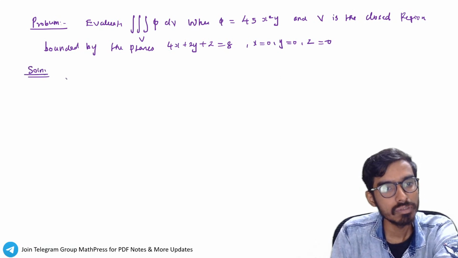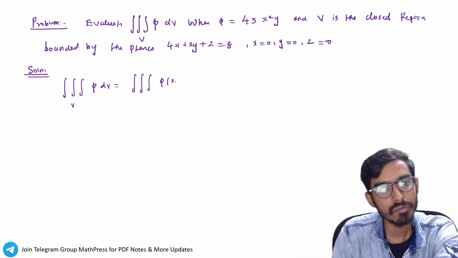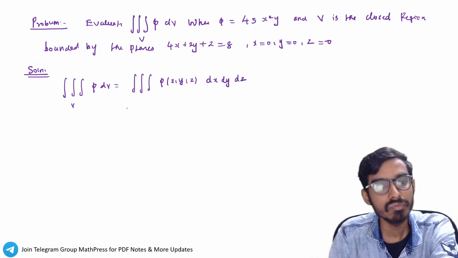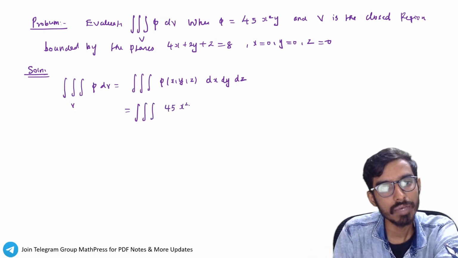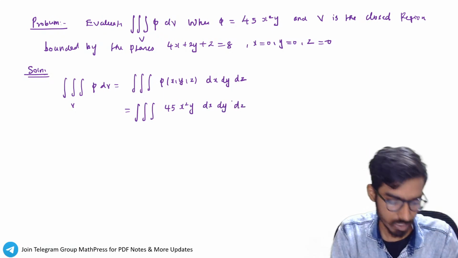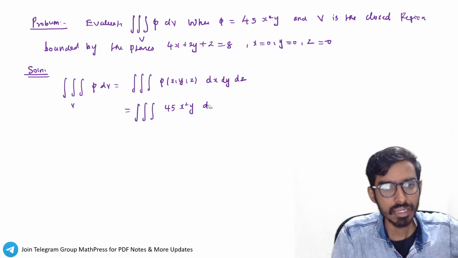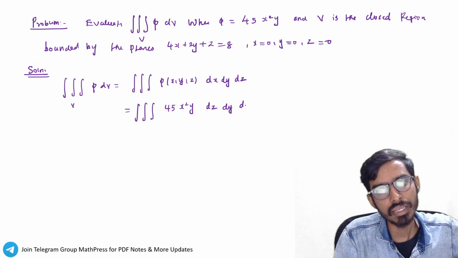Solution. So we know the triple integral over V of P dV is the same as the triple integral over V of P of x, y, z dx dy dz, right? Now the only thing is we need to find the limits for x, y, z. The integrand is 45 x square y dx dy dz, or dz dy dx, right? You can integrate in any order, that is your wish.